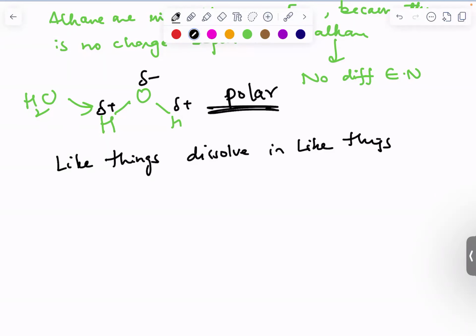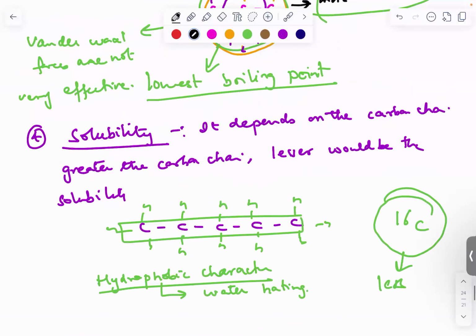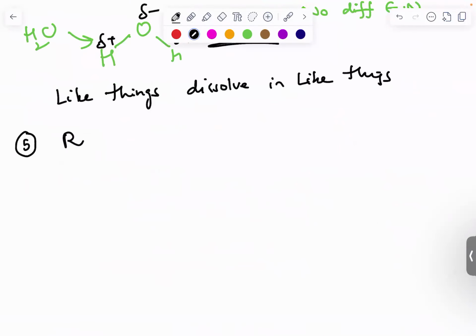Yeah, Any confusion, Bitte? no. All right, fine. Now, the last point, that is reactivity.